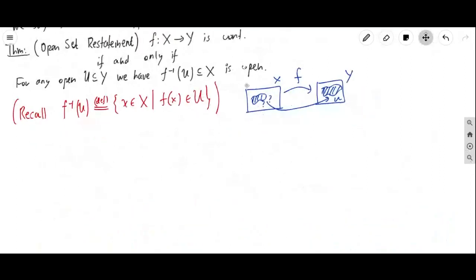So maybe I should just mention it. We're not going to prove it because there's more important things to talk about, but maybe if you're just interested to see it, it makes sense to just write it down. So first, I want to make a definition.